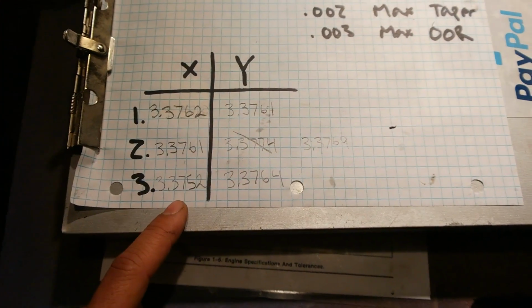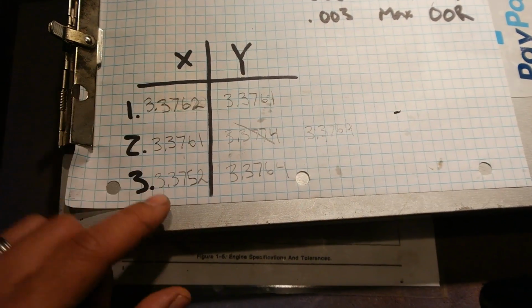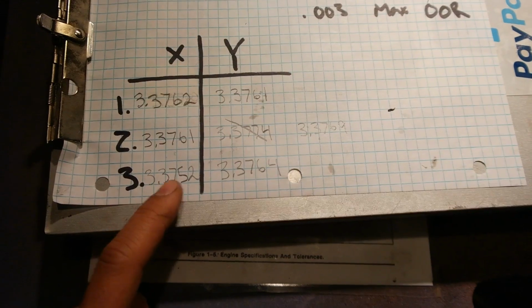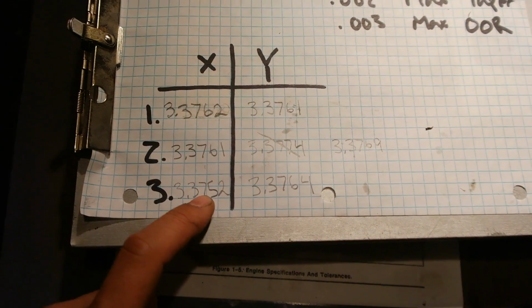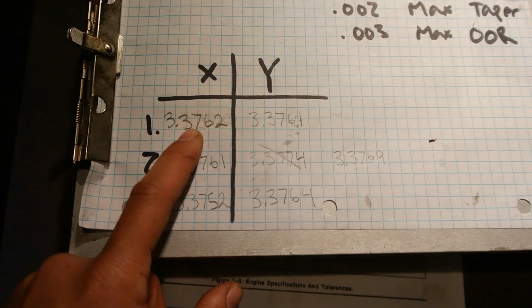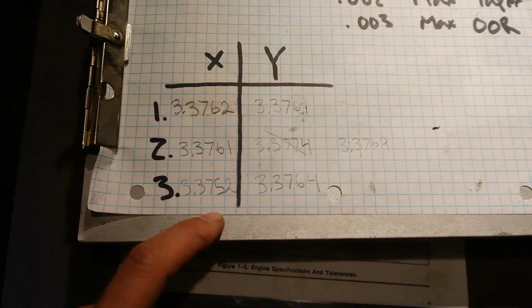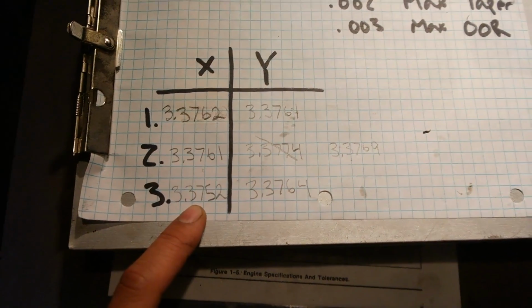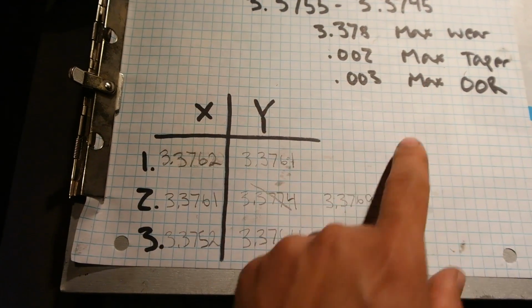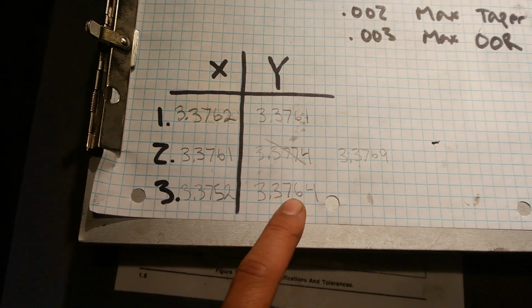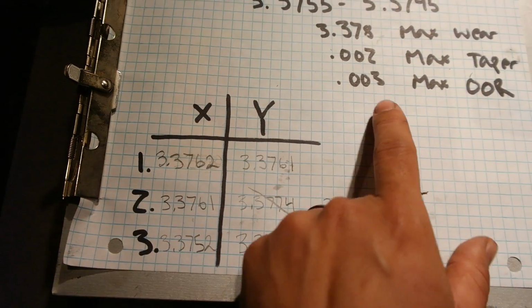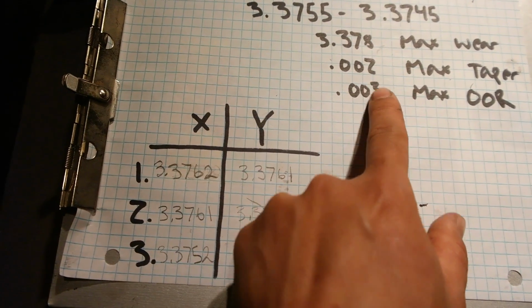Now the taper is the difference between the top depth and the bottom depth of each of the X and Y axis. So in this case, 3.375 from 3.376. That is 1/1000 of an inch, and again, we are within taper there. On the y-axis, 3.376, 3.376, that's zero taper on that end. So again, we are within spec on the taper.